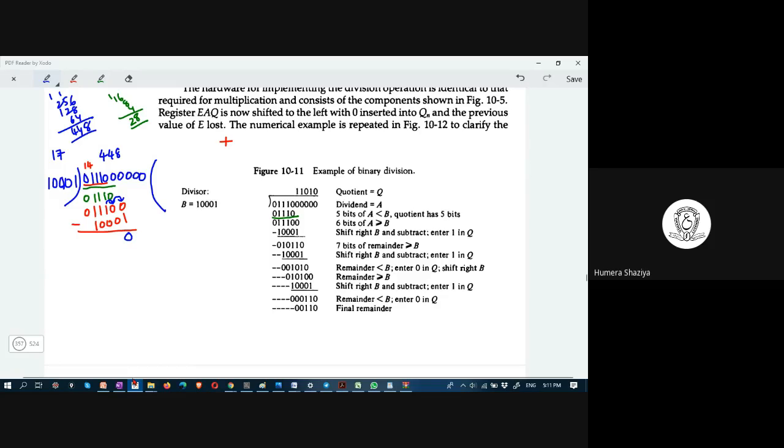Okay, let me check once again here. Okay, this is not 0. It is 1. Why is it 1? Because when you do this, there are rules of subtraction. I'll show you the rules of subtraction.